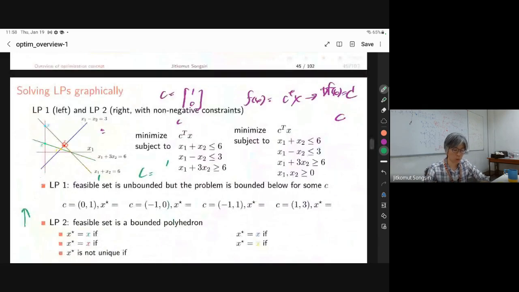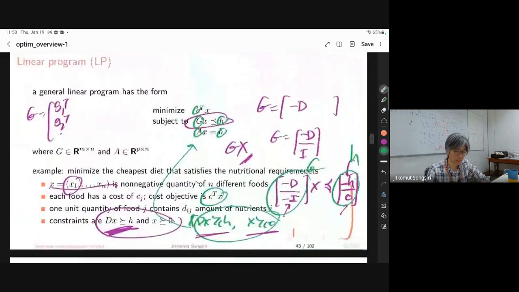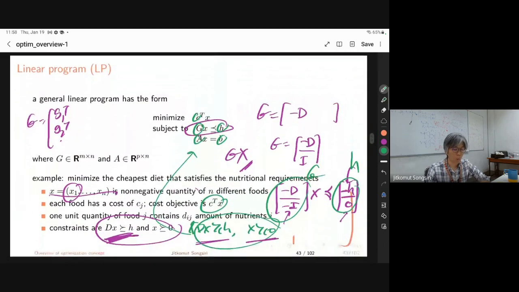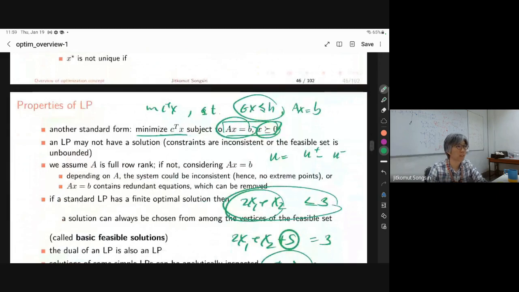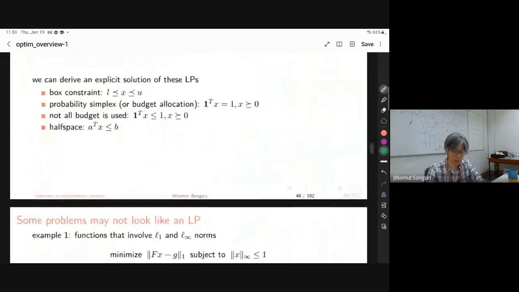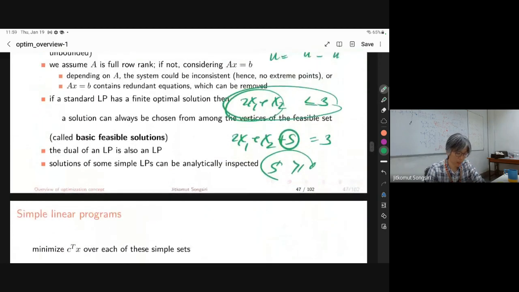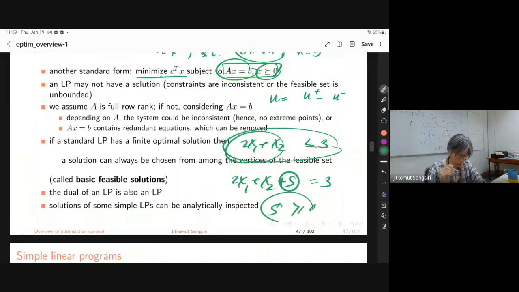We're not going to go into that because at this step we're just going to call the available tools, and all of the available tools, both in MATLAB and Python, rely on this standard form. It's just a matter of when we learn the simplex, a particular algorithm, that they rely on that standard form.